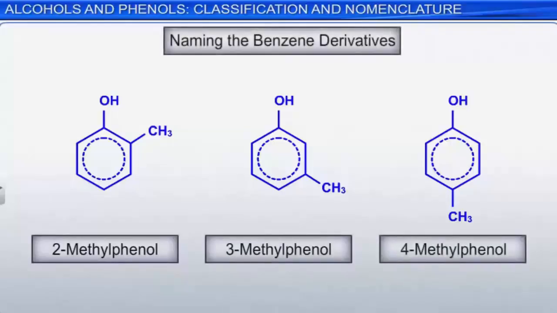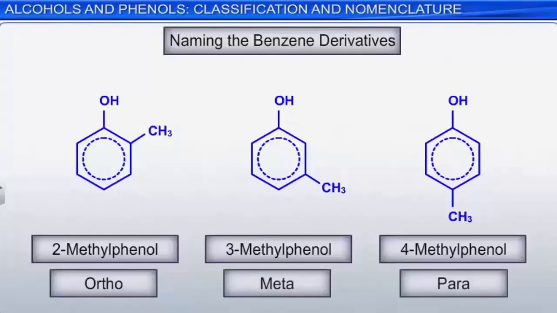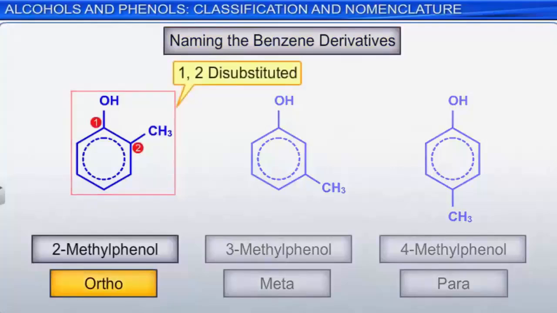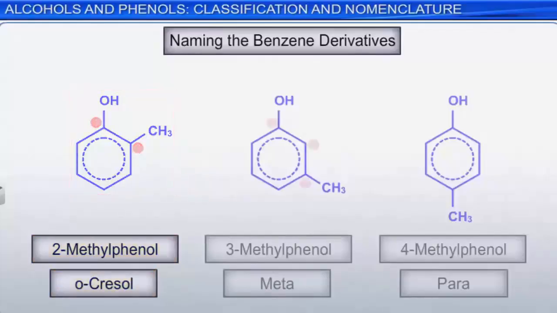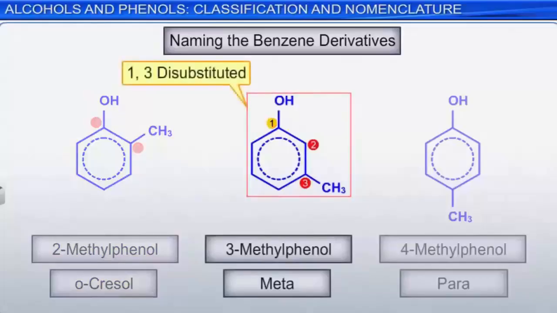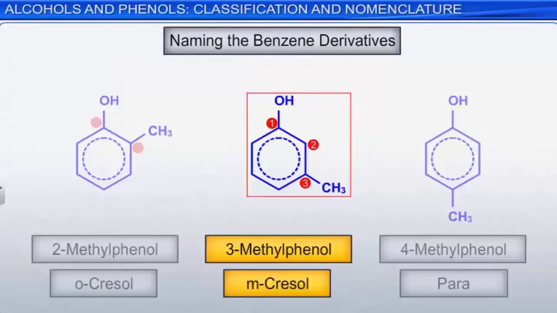We can also introduce the use of the prefixes ortho, meta, and para to name benzene derivatives. Ortho refers to 1,2-disubstituted benzenes. Similarly, 2-methylphenol, shown on the left, can also be named as orthocresol. Meta is used to refer to 1,3-disubstituted benzenes. So, 3-methylphenol, shown in the center, is also called metacresol.